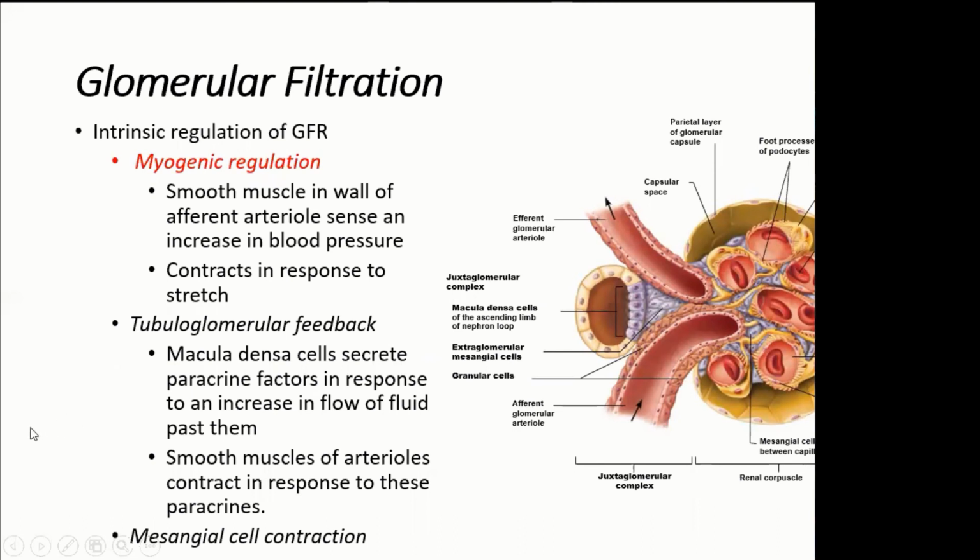Okay. So we're going to have both intrinsic and extrinsic ways that we can control the glomerular filtration rate. And these are going to be pretty similar to things we saw when we were talking about our cardiovascular system. Well, at least this first one is. So one of the main ways that we can control the rate of glomerular filtration is that we have myogenic regulation of the blood flow.